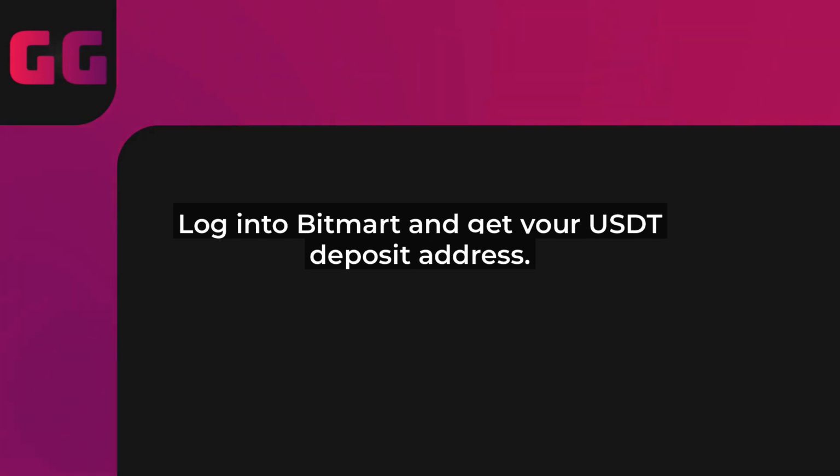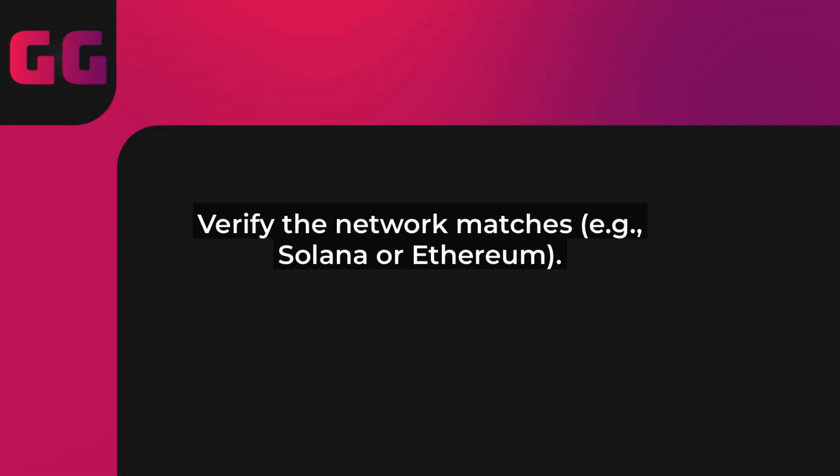Next, you'll need your Bitmart wallet address. Hop over to the Bitmart website or app, log into your account, and go to the deposit section. Select USDT. Double-check that it's on the same network as your Phantom wallet, like Solana or Ethereum, to avoid any issues. Copy that deposit address carefully. One wrong character could send your funds into the void.